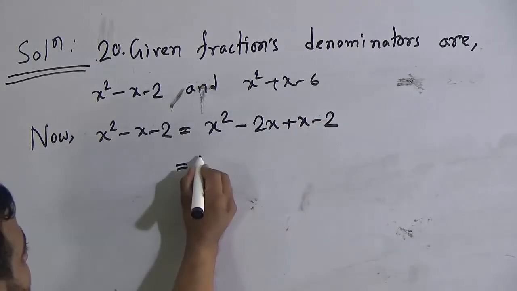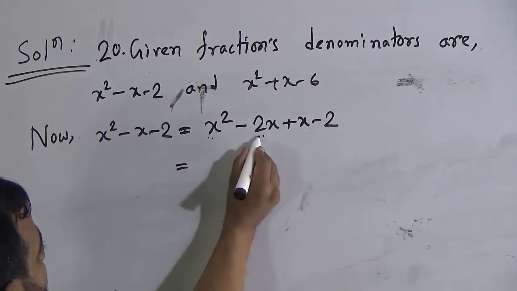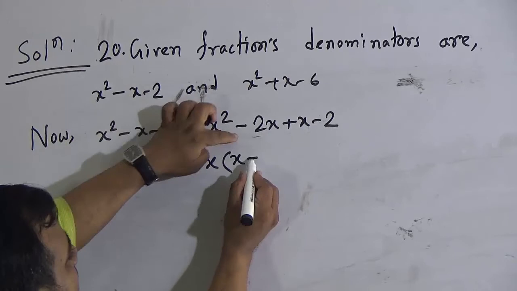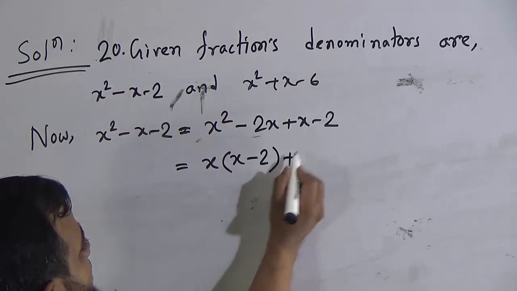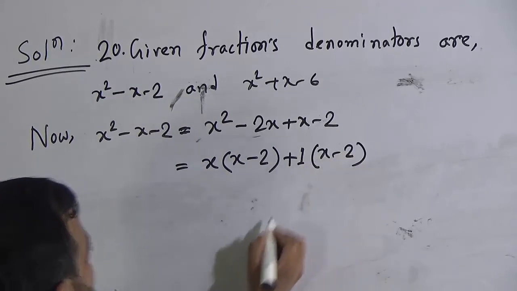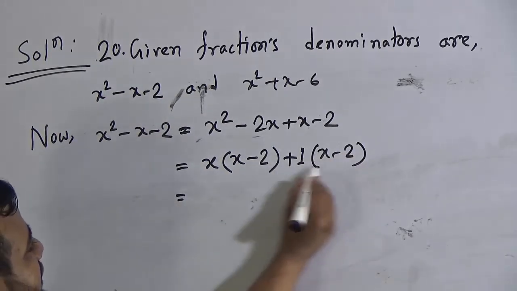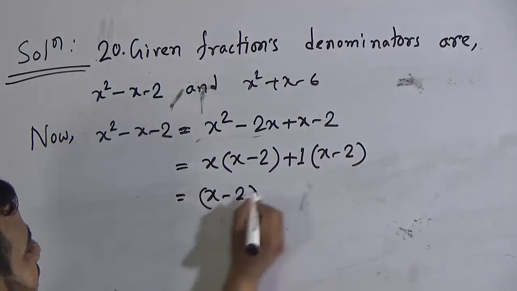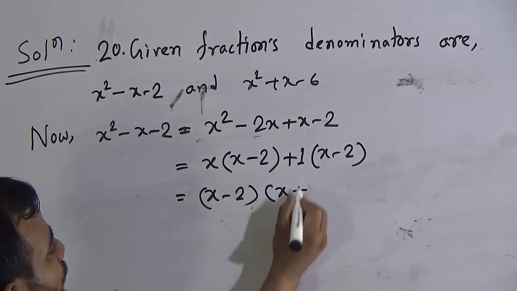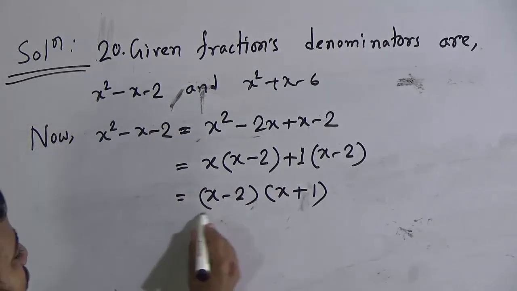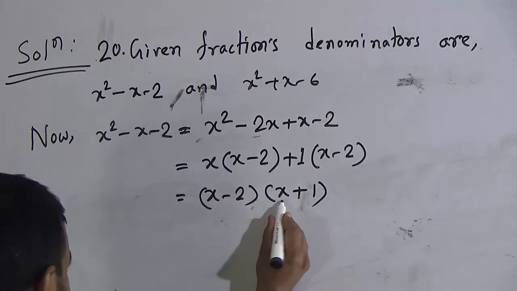Okay, that's equal to, from these two terms we can take x as common. We will have x here, minus 2 remaining unchanged, plus we can take 1 as common. Okay, we'll have x minus 2. That's why we can take x minus 2 as our common factor from both the terms. We'll have x from the first term plus 1 from the second term. That means the first fraction's denominator is x minus 2 into x plus 1.